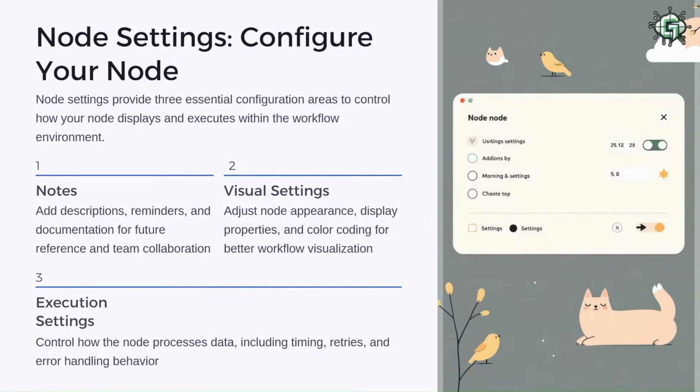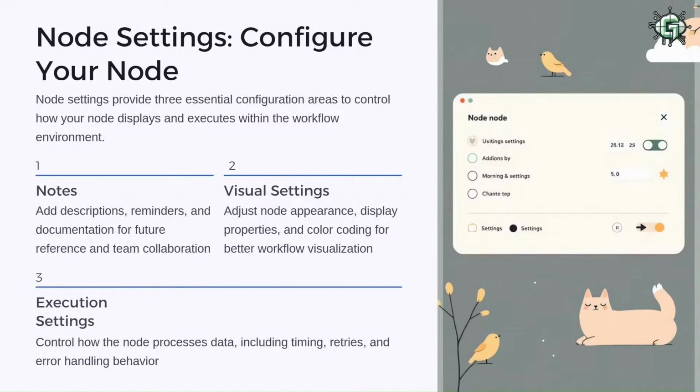Node settings configure your node. Just how we saw node parameters, like how we are going to connect, using specifications, this is like settings. So finally, node settings give three key ways to control your workflow: add reminders and documentation for the team on nodes. Next, visual settings: adjusting color, size, and appearance to make workflows clear.